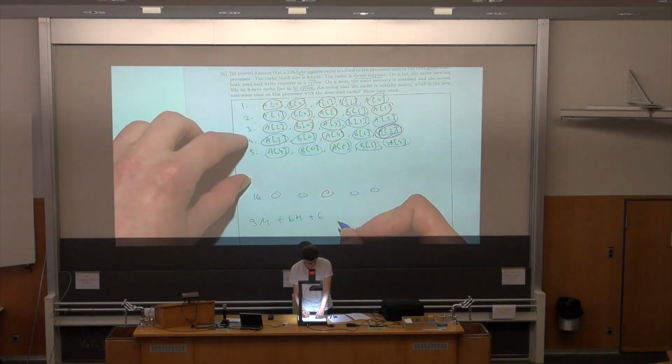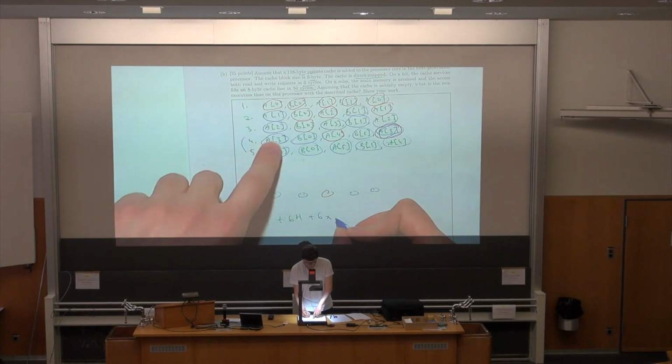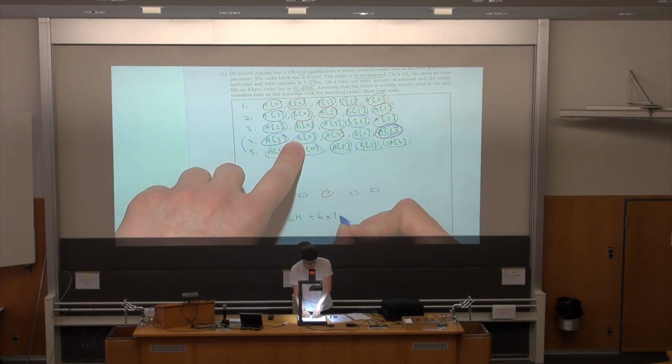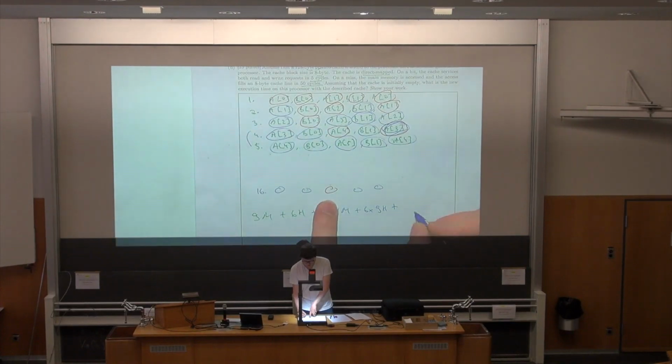So we have 12 iterations in total. I will group them by 2. So it's 6 multiplied by 1 miss. So this is 1m plus 6 multiplied by 9 hits. Plus the last iteration was 4 hits and 1 miss.